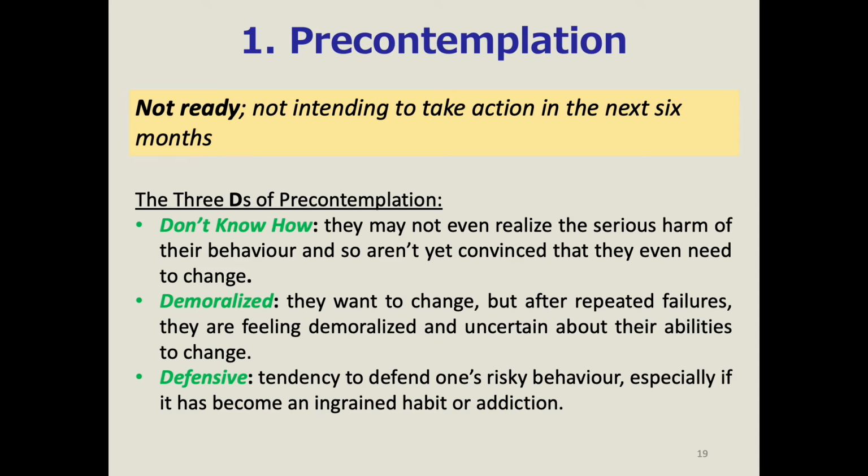The 3 Ds of pre-contemplation explains their thinking. That is, don't know how, demoralized, and defensive. Don't know how means that they may not even realize the serious harm of their behavior, and they are not convinced that they even need to change.